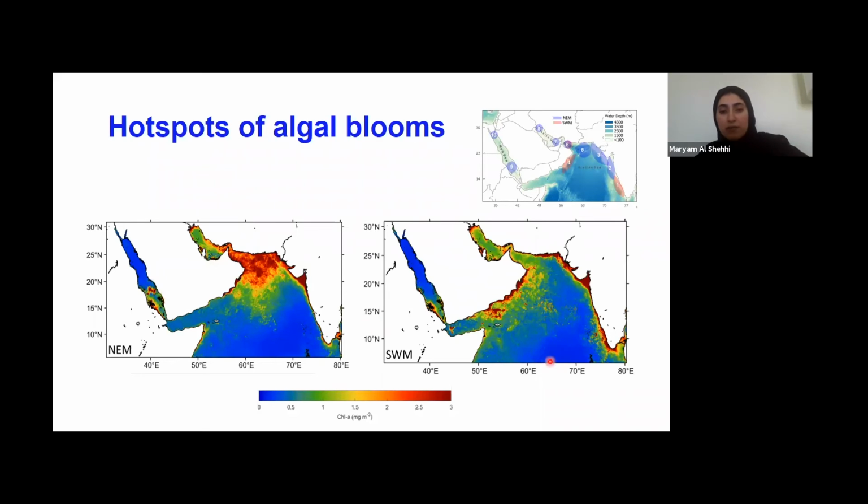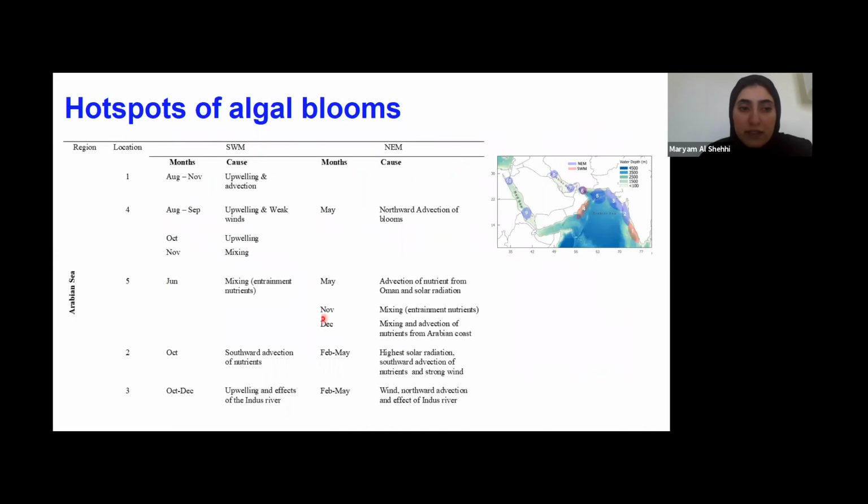However, in the southwest monsoon, you will see that the blooms are stronger along the southern coast of Oman, as is shown in our findings as well. And also here, higher blooms in the southern part of the Indian coast. And actually, we found the reason for each of these blooms to happen, and we summarized the cause and the season for these blooms to happen.